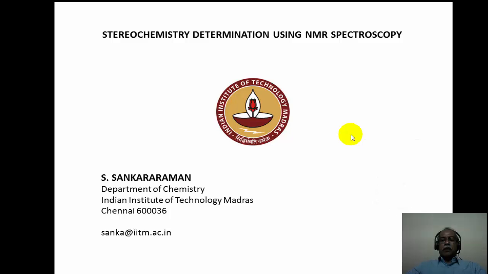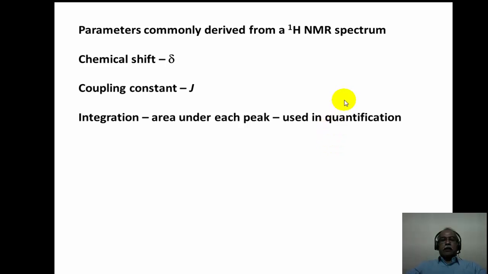Now, in this particular module, we will see how stereochemistry of certain molecules can be determined using the delta values and J values, which can be derived from the NMR spectrum. The parameters that are commonly derived from the NMR spectrum are the chemical shift value, the delta value, and the coupling constant value, which is the J value. Both of these parameters can be extremely useful in deciding the stereochemistry of an organic compound.